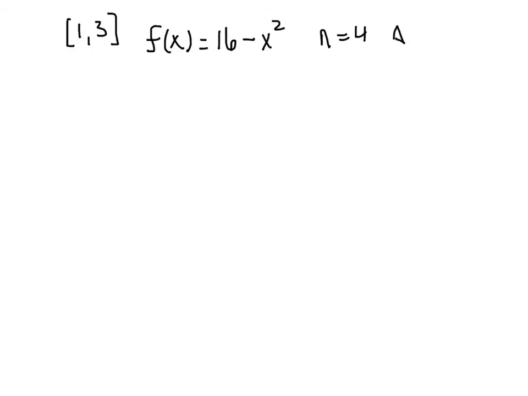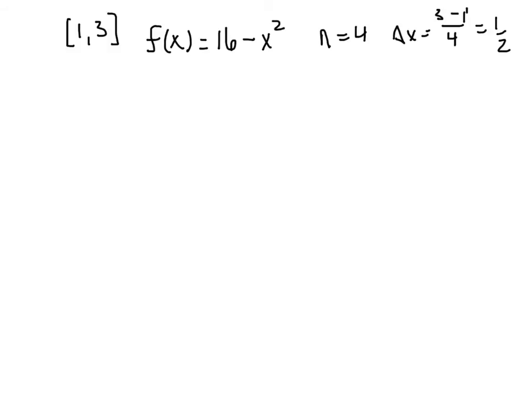Okay, so let's attack this problem. First thing, as you know, our interval is 1, 3. Our function is f of x equals 16 minus x squared. We are going to use 4 rectangles, so our n equals 4. And from that we can figure out that our delta x is (3 minus 1) over 4, which is 1/2. Okay, so that's our setup.